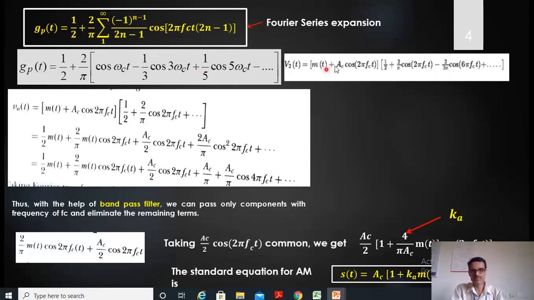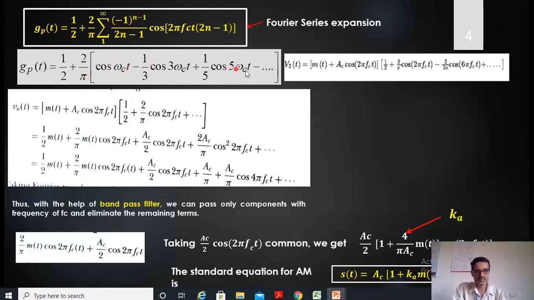So when you multiply, I will get this particular equation. That's it, half of something. So m of t, Ac cos 2 pi fc t, is multiplied by the Gp of t, and I will get V2 of t here. So V2 of t is equal to V1 of t multiplied by Gp of t. Now considering only the two terms, I take this V1 of t multiplied with half and 2 by pi cos omega c t.